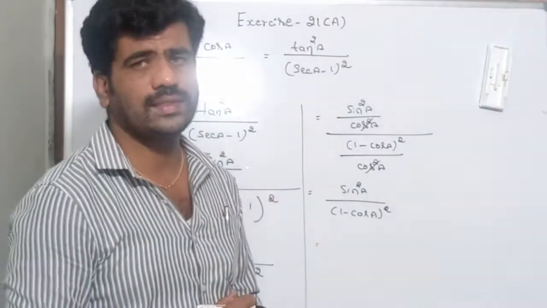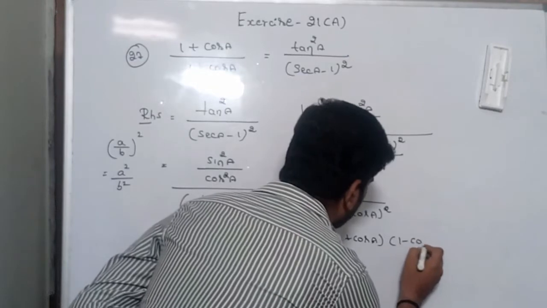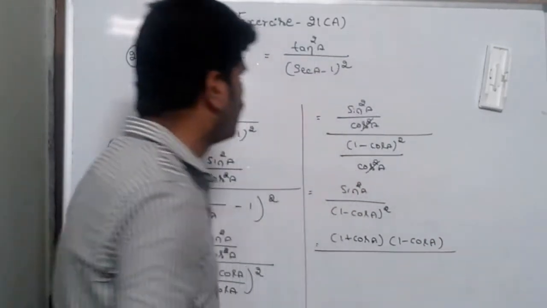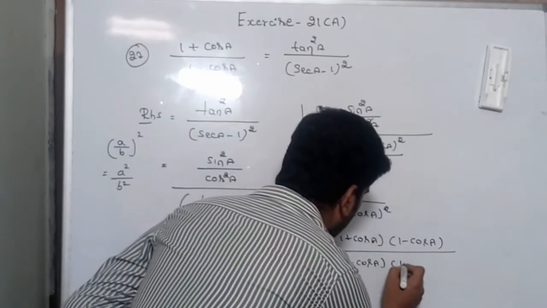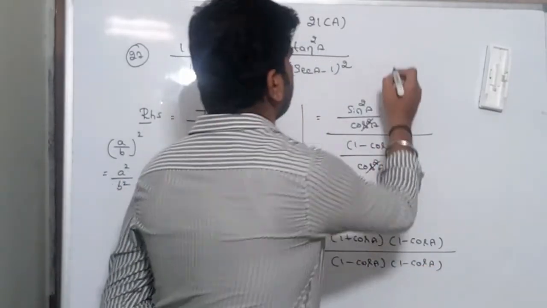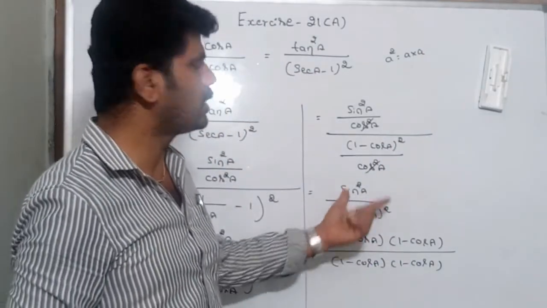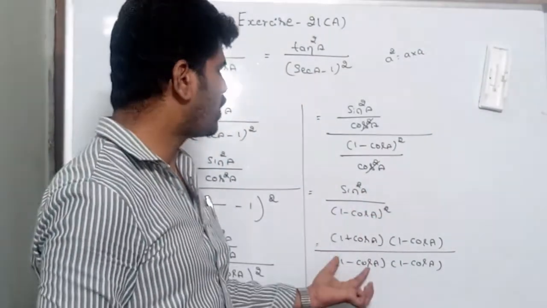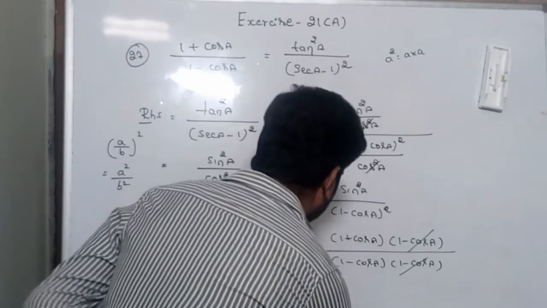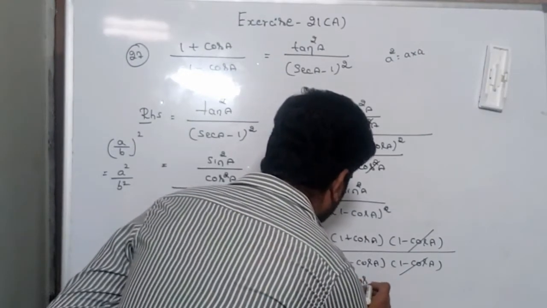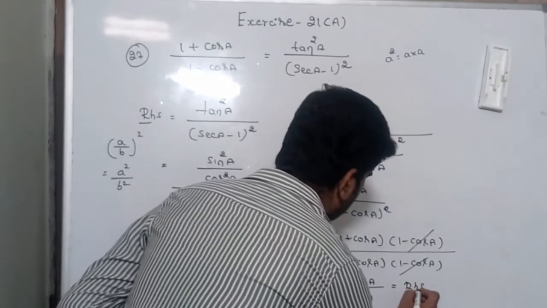Okay, so then we know that sin square a means 1 plus cos a into 1 minus cos a, divided by 1 minus cos a whole square, which is given as 1 minus cos a into 1 minus cos a, correct? Now a square is equal to a into a, on the basis of that 1 minus cos a whole square means, don't expand this, just write in product form, 1 minus cos a into 1 minus cos a. Now see, 1 minus cos a and 1 minus cos a get cancelled, so what is our answer? 1 plus cos a divided by 1 minus cos a, so that is equal to LHS.